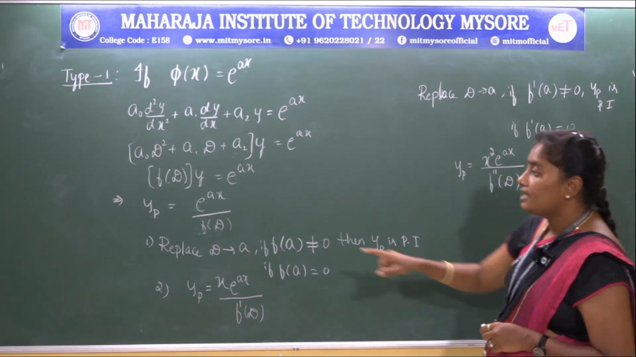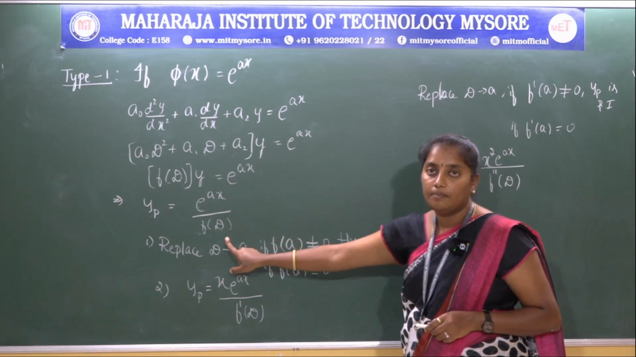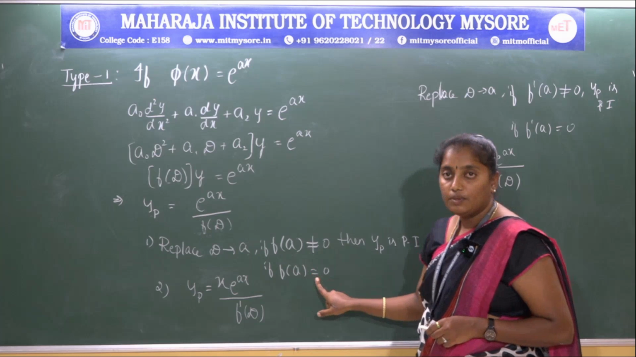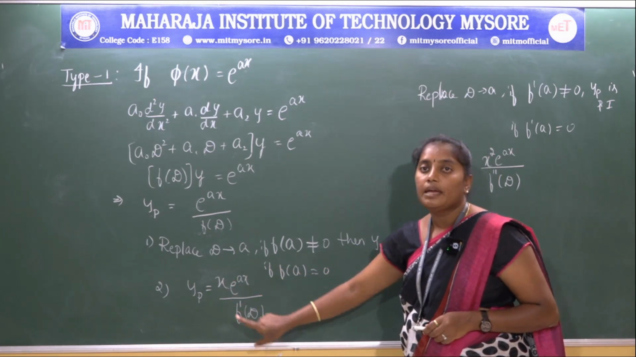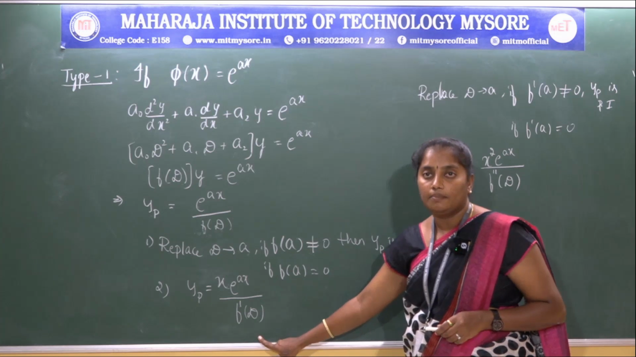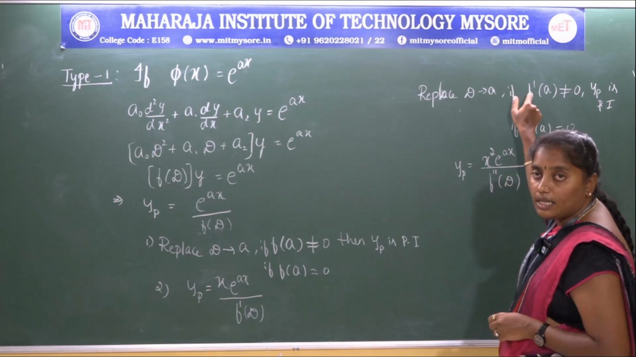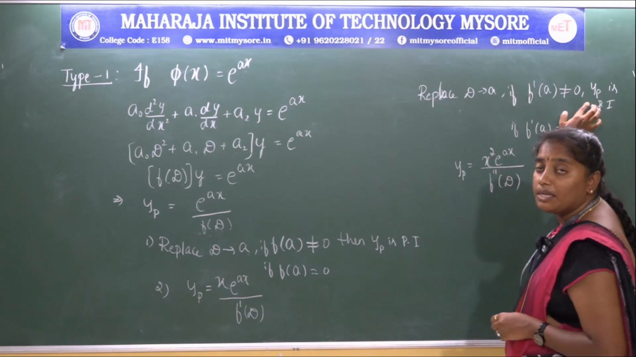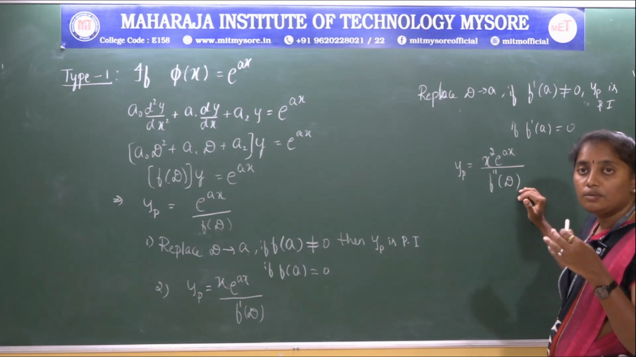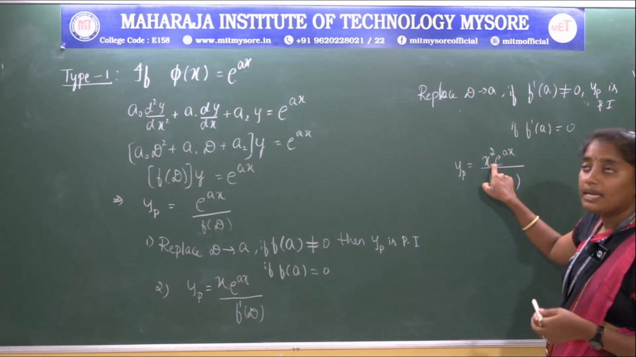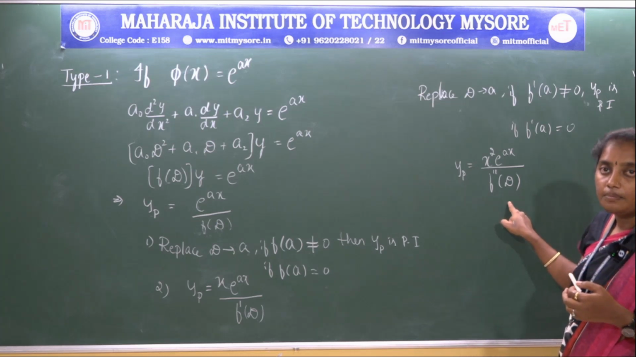So in the first step, we have e power ax divided by f of d. If it is equal to 0, then we multiply x to the numerator and differentiate the denominator term. Again replace d by a. If it is not equal to 0, then that is the complete solution. Otherwise, if it is equal to 0, then we continue the same procedure by multiplying x to the numerator and differentiating the denominator.